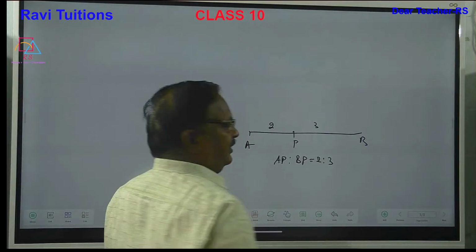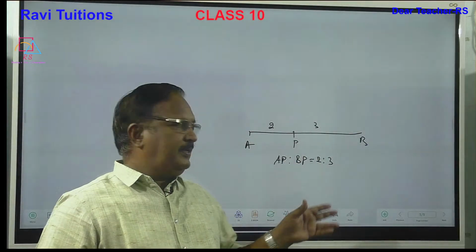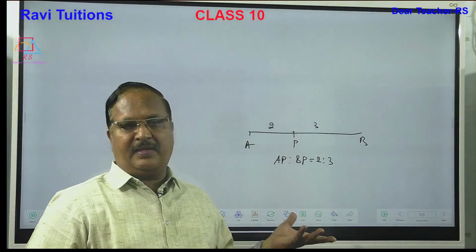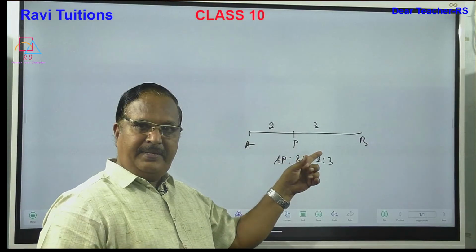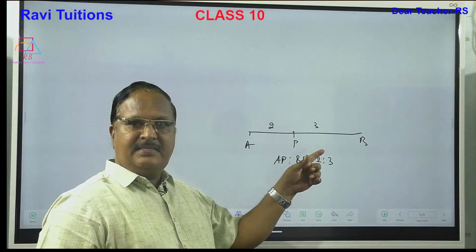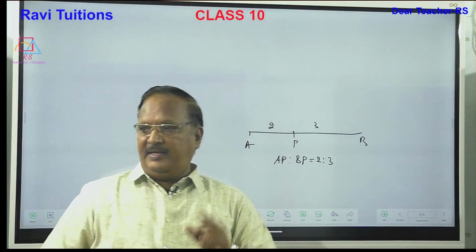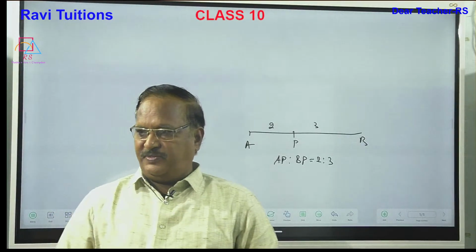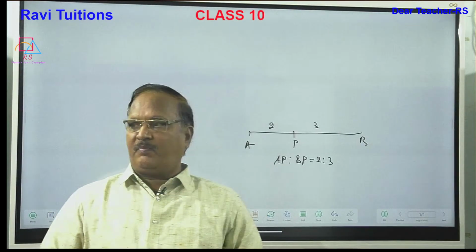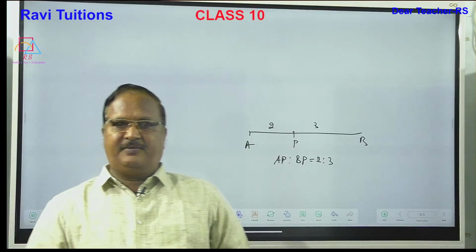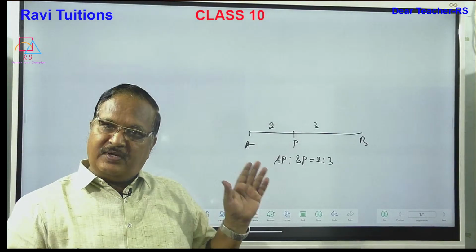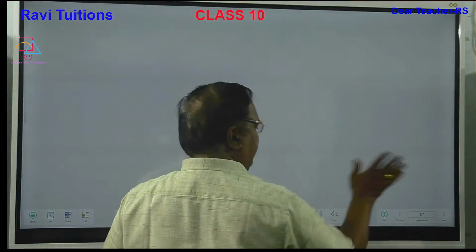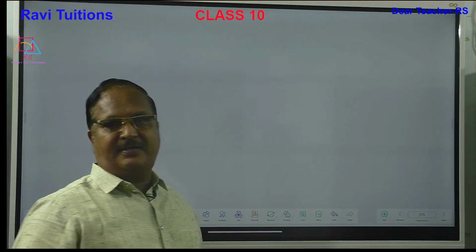That means you have to divide a line segment in a given ratio. Otherwise, locate a point on AB such that P divides AB in the ratio 2:3. This is a very important construction. For this you have to use the basic proportionality theorem.